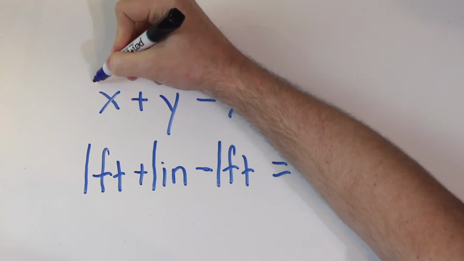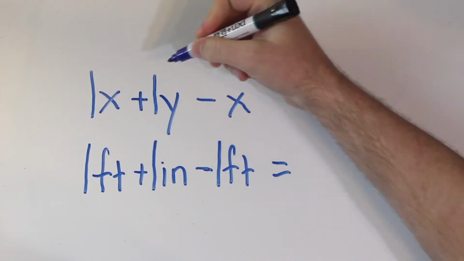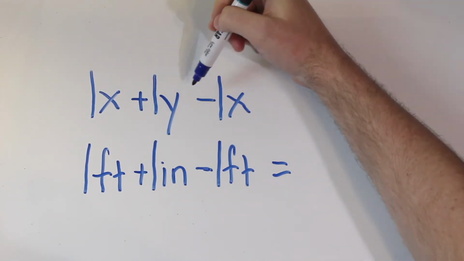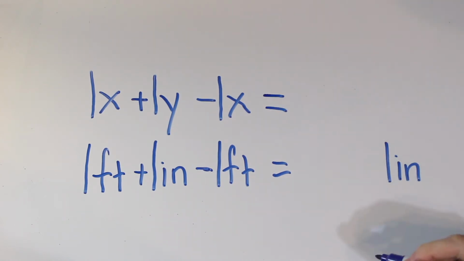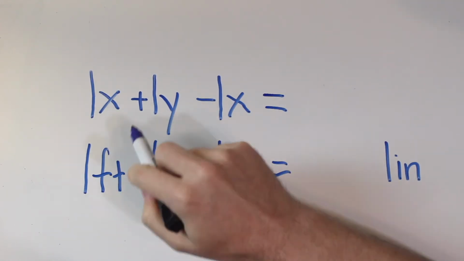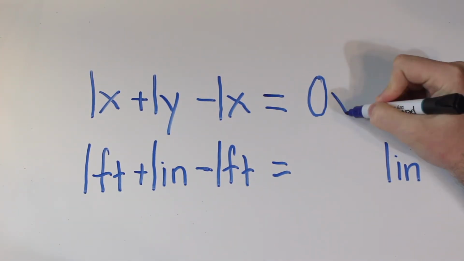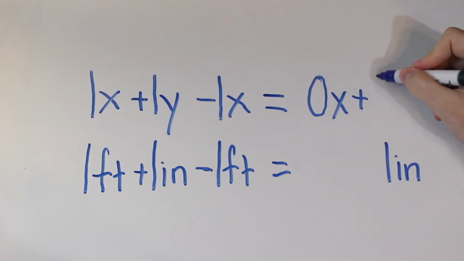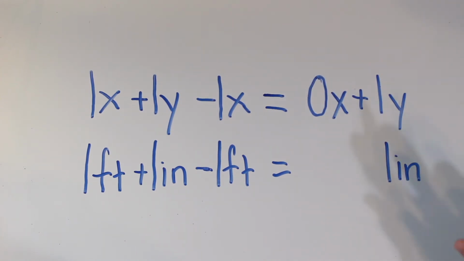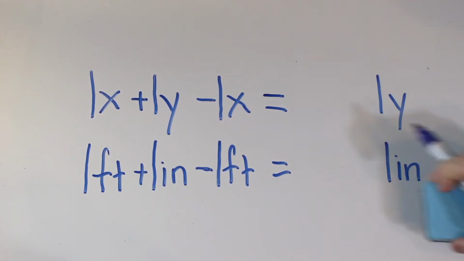First, add in the implied ones. 1x plus 1y minus 1x. Subtract this 1x from this 1x. 1 minus 1 is 0. So our answer is 0x plus 1y. We can simplify this to 1y, or just y.